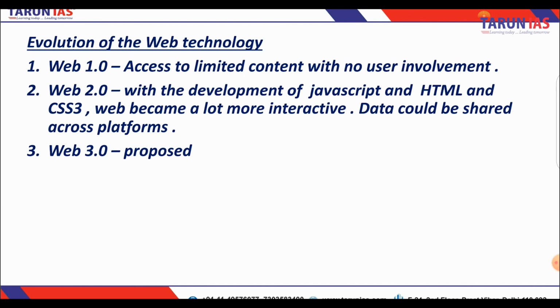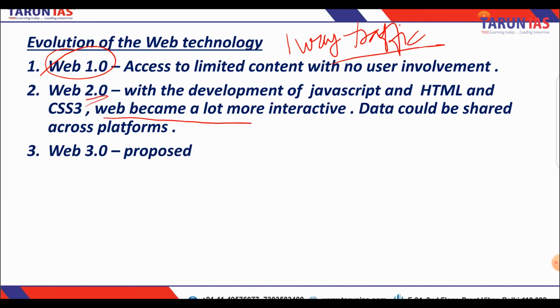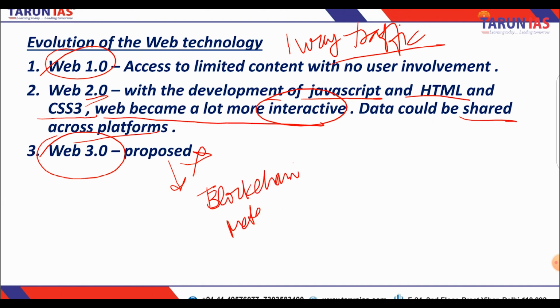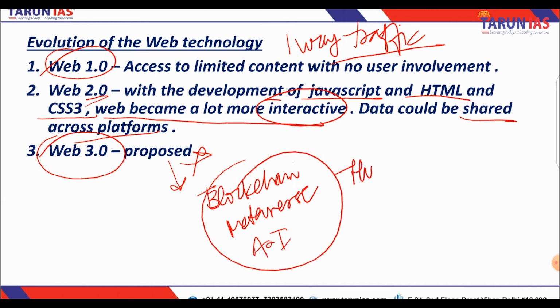Web 1.0 basically provided you access to limited content and there was no user involvement. It was only one-way traffic. In Web 2.0, what happened? The web became more attractive. With the development of JavaScript, HTML, CSS3, data could be shared across the platforms. And now we have Web 3.0, which is the proposed World Wide Web that will be using technologies such as blockchain, metaverse, AI, in a manner similar to human intelligence.